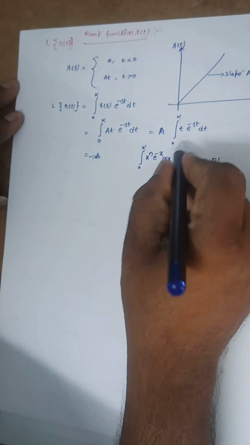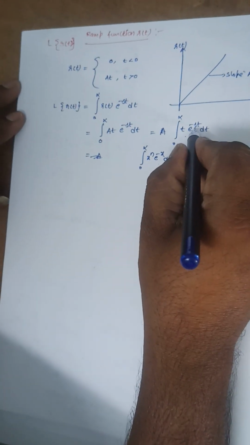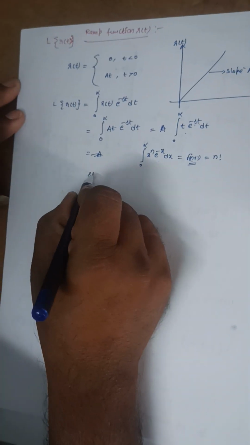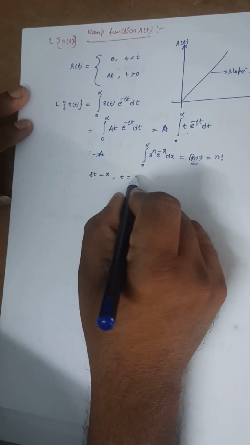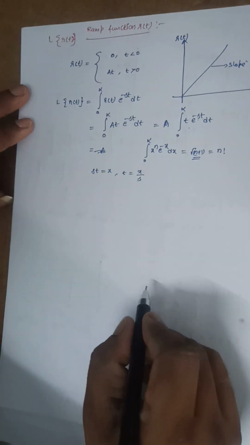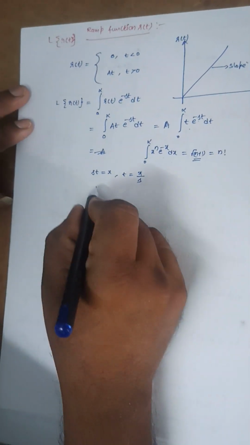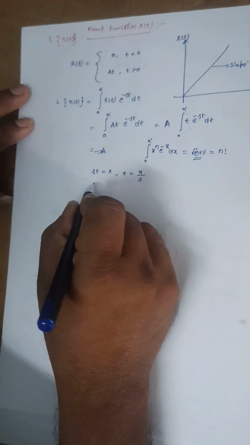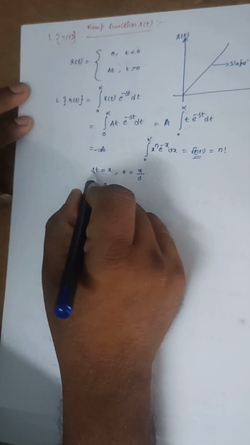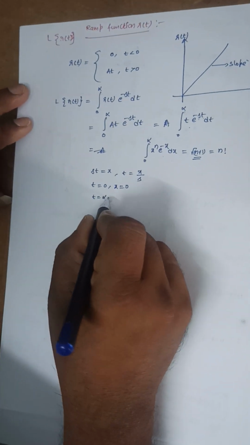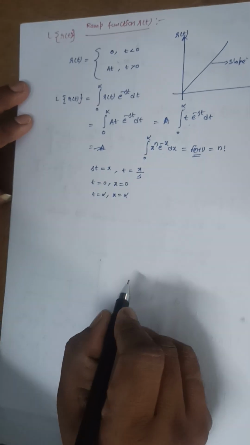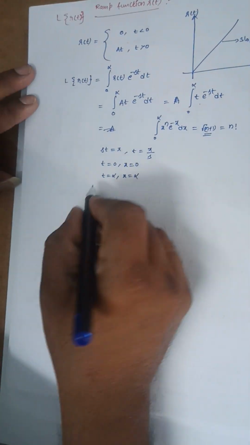To write that expression in this form, I am assuming that st is equal to some x. St is equal to x. Now t is equal to x by s. Now substitute here: if t is equal to 0, x is equal to 0. T is equal to infinity, x is also infinity. The limits are the same for this integration.